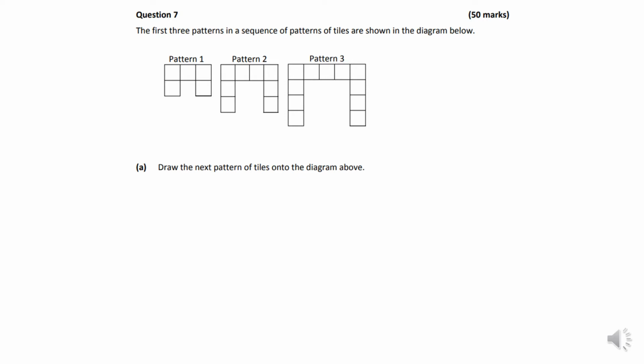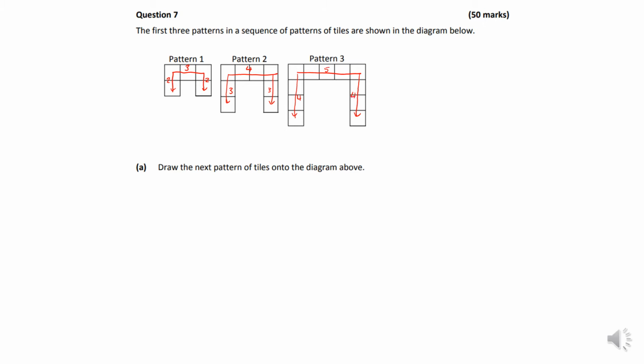So first thing we'll do is study what we have. We seem to have this shape that goes up and over and down, okay? And let's see what's different each time. So here you can see that we have 3 across and we have 2 down. Okay, the second pattern we have 4 across and 3 down. And the third pattern we have 5 boxes across and 4 down.